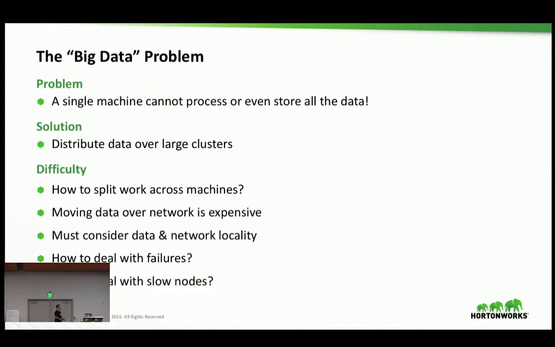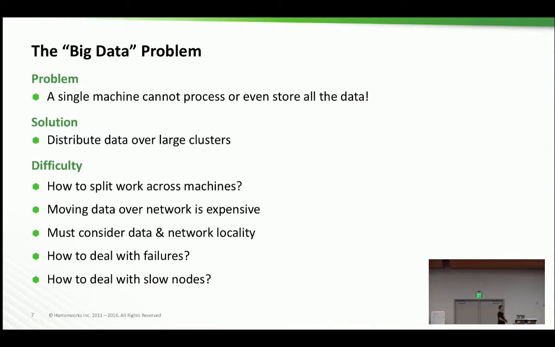So let's just go back. What is the big data problem in general? Everything started because one machine could not process everything. We needed a distributed way of processing data across different servers or nodes. That's where the concept of clusters came in. What was the difficulty? Well, how would you split the work across the machines? How would you move the data across the network, knowing that the data is expensive?